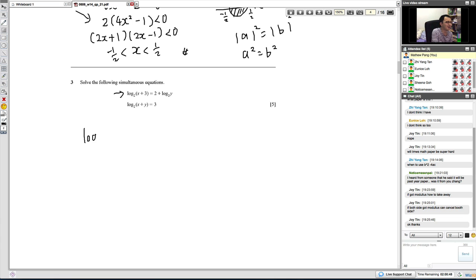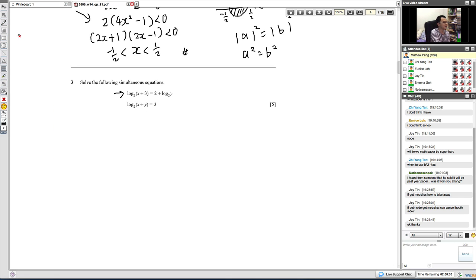If you write log 2x plus log 2 3, I'm going to kill you. Please don't do this, okay? I said many times already. Log inside is bracket, is plus or minus, right? You cannot expand like this. This is wrong. This is so wrong, okay?